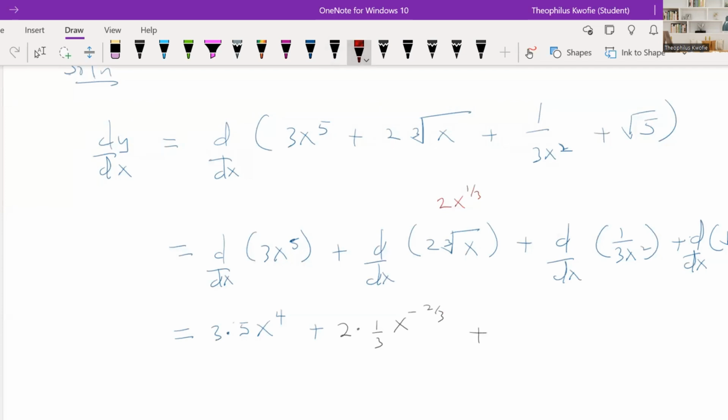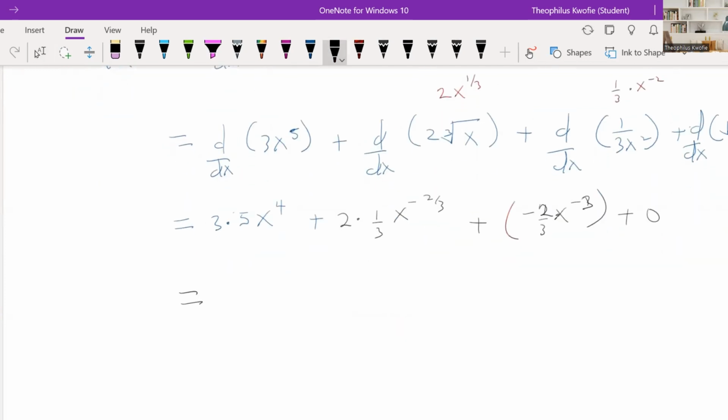Good. And this, we can also simplify as x to the power minus 2/3. Dropping the power and decreasing the power by 1 gives us minus 2 over 3. What about this one? The derivative of root of 5: since root of 5 is a constant, the derivative of a constant, we said, is 0. Very good. So in that case, you should have 15x to the power 4 plus 2/3 of x to the power minus 2/3, right?